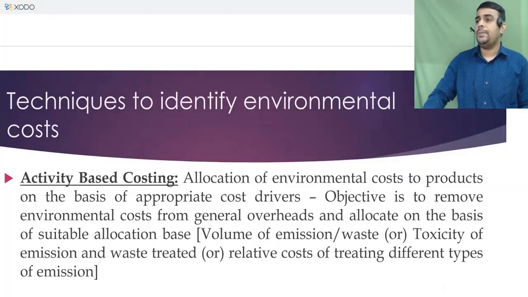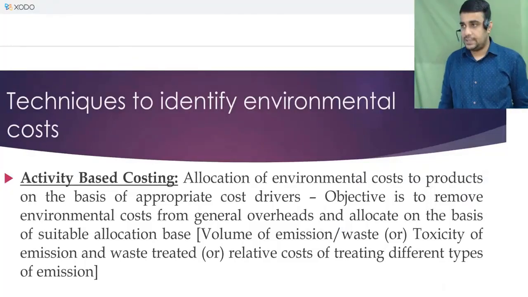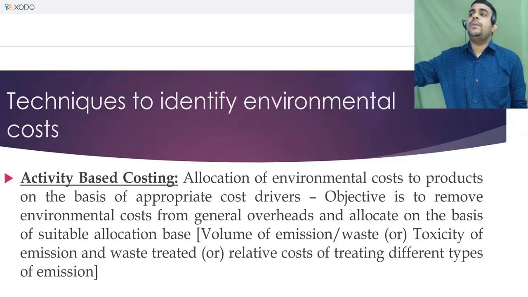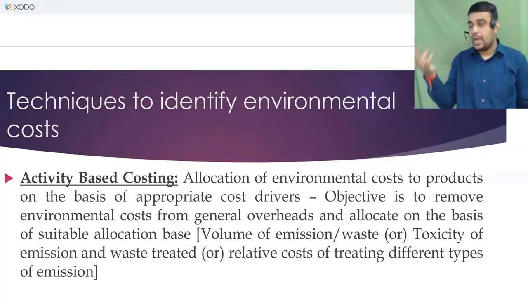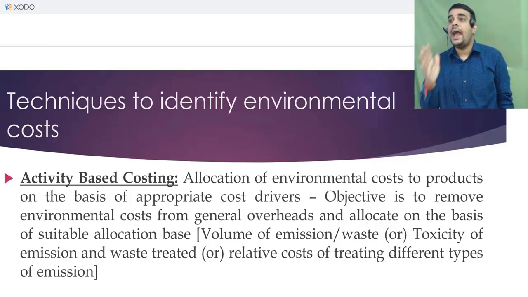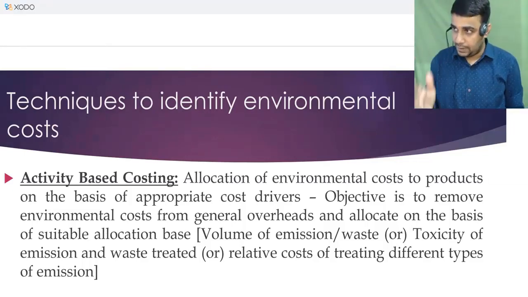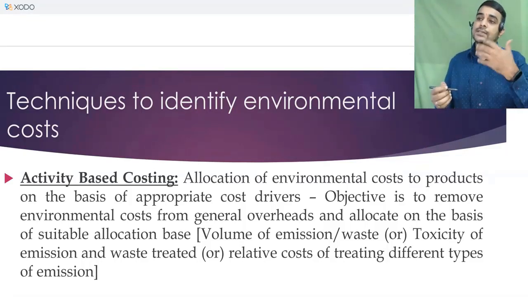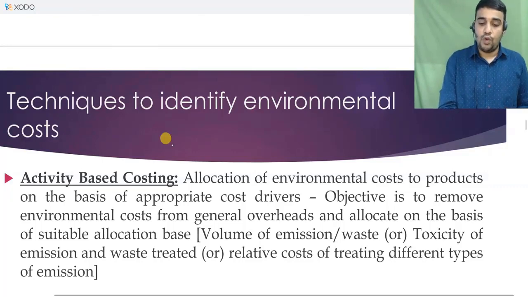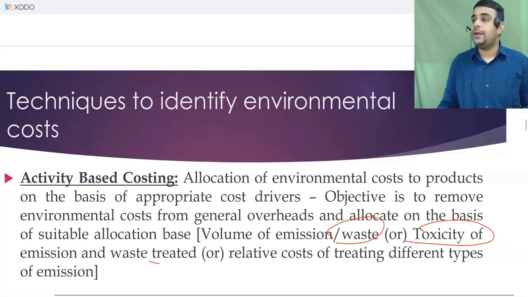Activity based costing is what will happen: you will see certain problems where the environmental cost will be passed on to the product, and the basis could be on the basis of DLH, or on the basis of machine hours, or do an equal distribution, or do it on the basis of output produced. That is wrong. Activity based costing concept needs to be used. You categorize your environmental cost into multiple subcategories, and you can pass it on to the end product using volume of waste, toxicity of waste, cost of treating different types of waste.